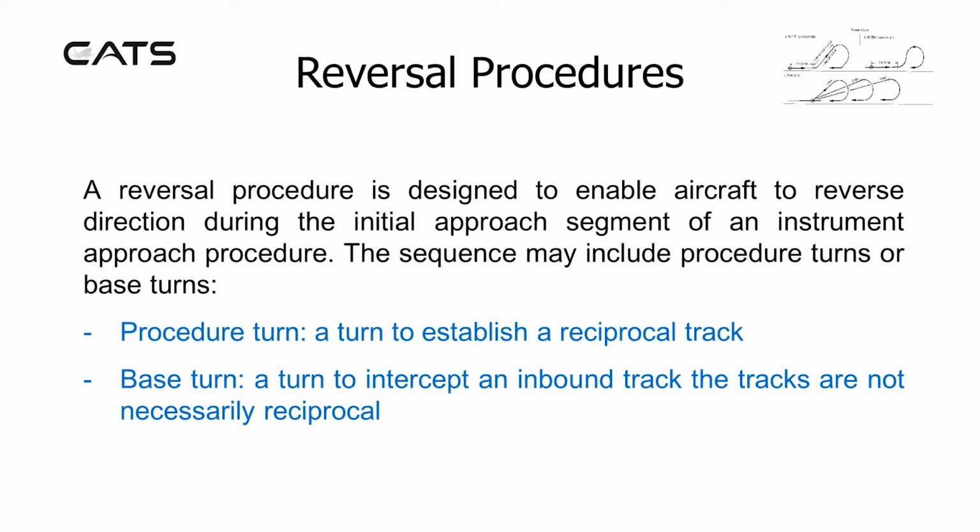Reversal procedures. A reversal procedure is designed to enable aircraft to reverse direction during the initial approach segment of an instrument approach procedure. The sequence may include procedure turns or base turns. A procedure turn is a turn to establish a reciprocal track. A base turn is a turn to intercept an inbound track. The tracks are not necessarily reciprocal.